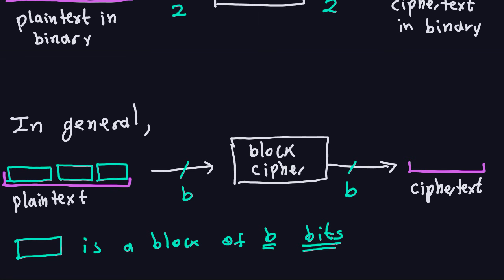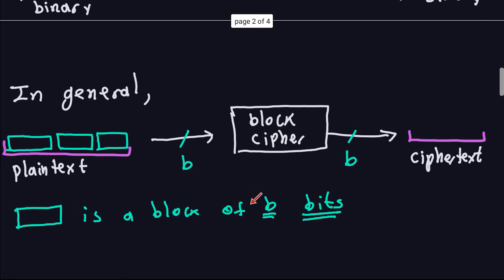Now, again, what you have to do is you have the plain text over here, and you're going to divide it into chunks of B bits. If it's not a multiple, then we do something about it. So the block here is B bits. Some of the modern ciphers will use blocks of 128 bits and so on and so forth. So bigger blocks for the division of the plain text.